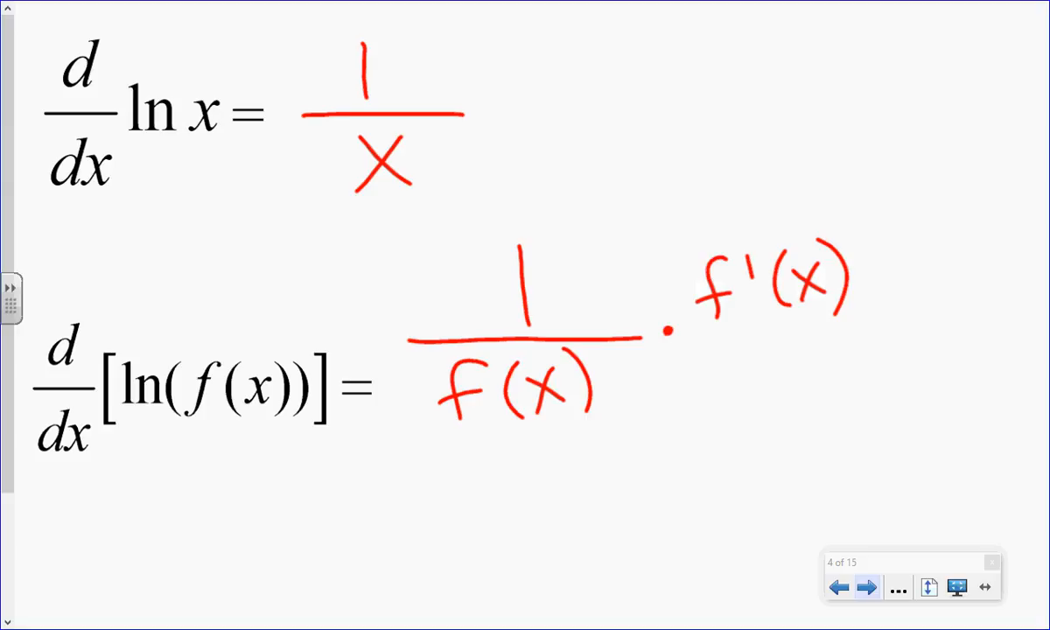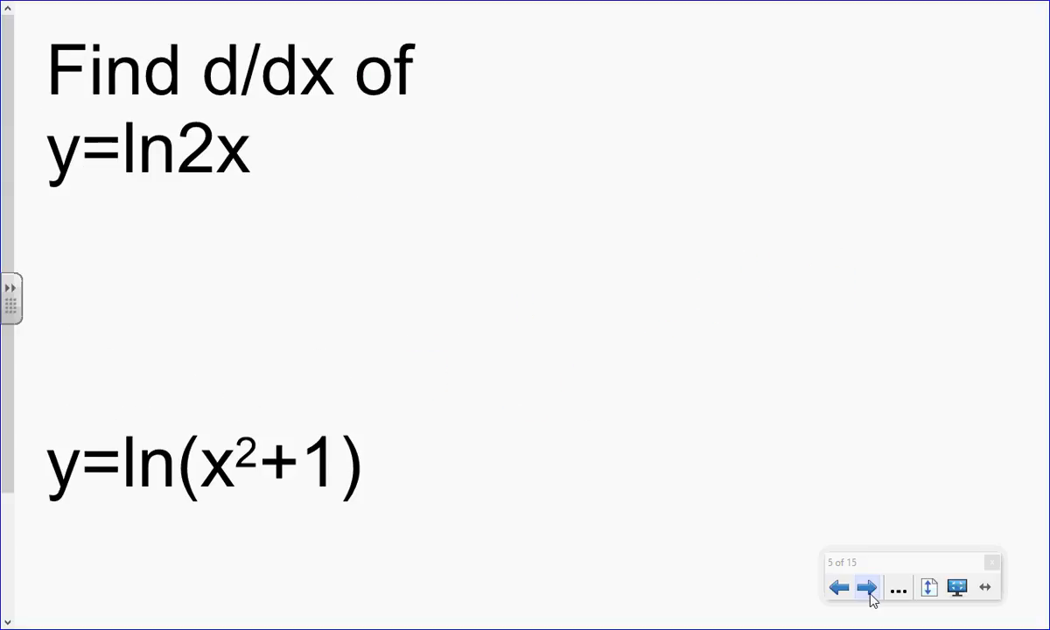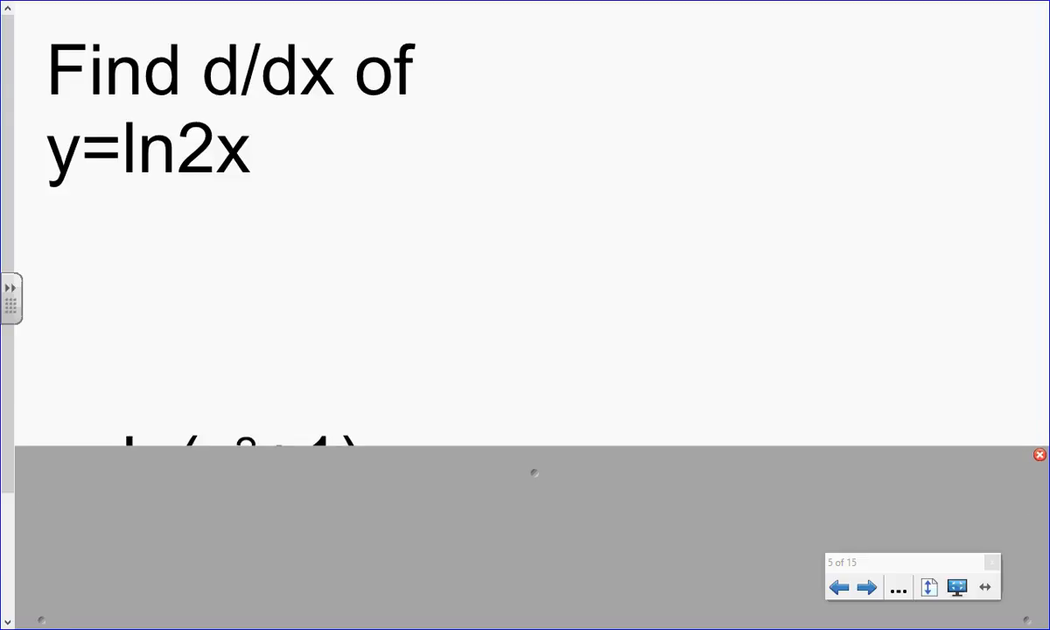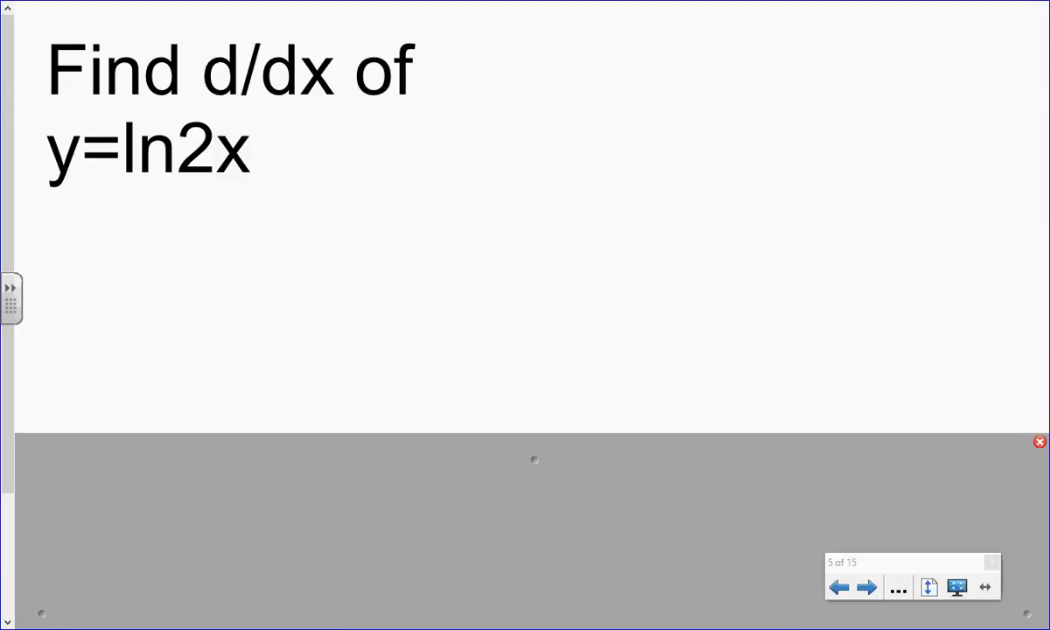Okay, so we're going to do some examples here of using this rule. The more examples we do, the better off you are. So I think I have 4 basic examples and 1 crazy example. So let's go ahead and write these down. We have y equals the natural log of 2x.